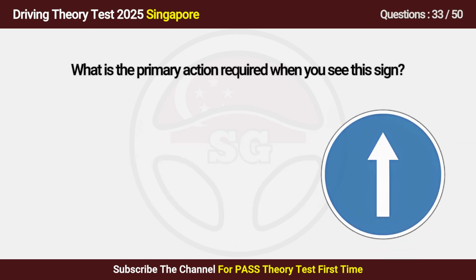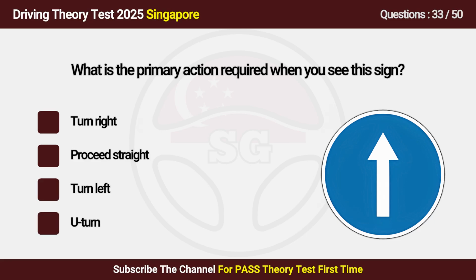Question 33. What is the primary action required when you see this sign? A. Turn right. B. Proceed straight. C. Turn left. D. U-turn.